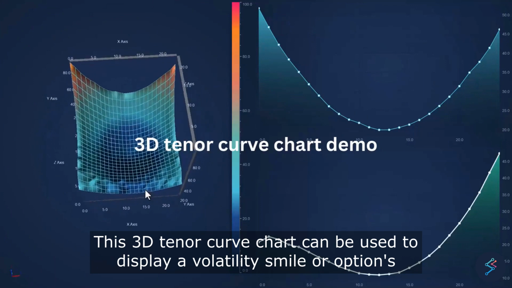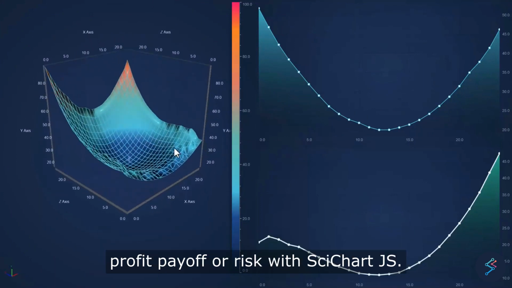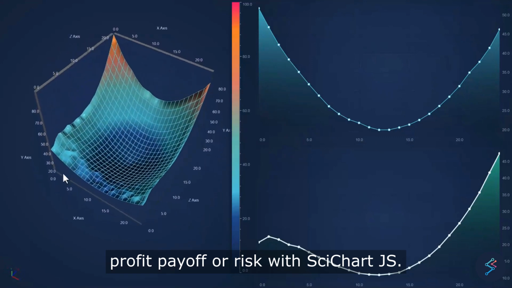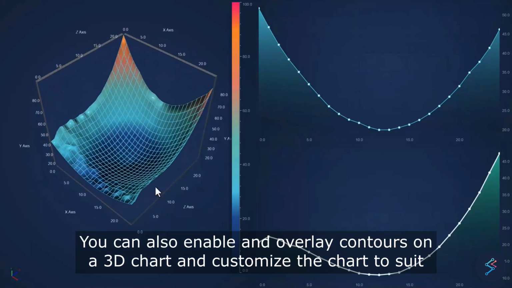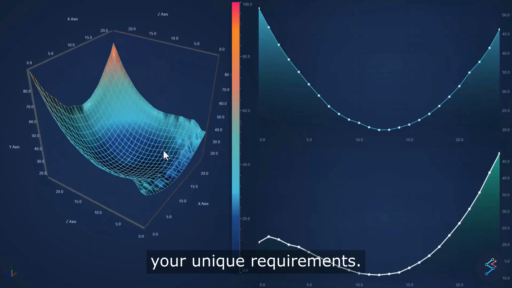This 3D tenor curve chart can be used to display a volatility smile or options profit payoff or risk. With SciChart.js, you can also enable and overlay contours on a 3D chart and customize the chart to suit your unique requirements.